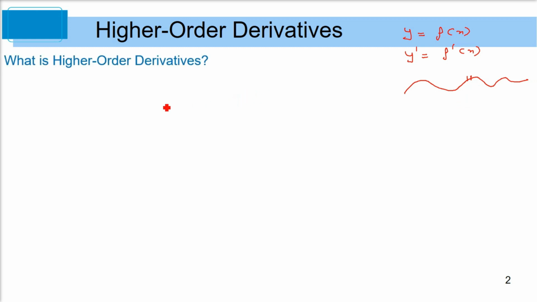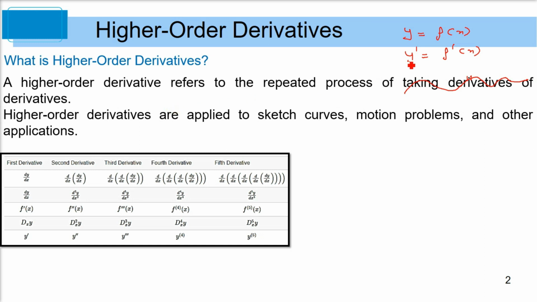Now the question arises: what is a higher order derivative? A higher order derivative refers to the repeated process, meaning not once but multiple times taking the derivative, that is, derivative of a derivative. If y = f(x), we write dy/dx as f dash(x), or y prime. This we already know. So a higher order derivative is the differentiation of a derivative, that is, d/dx of dy/dx.